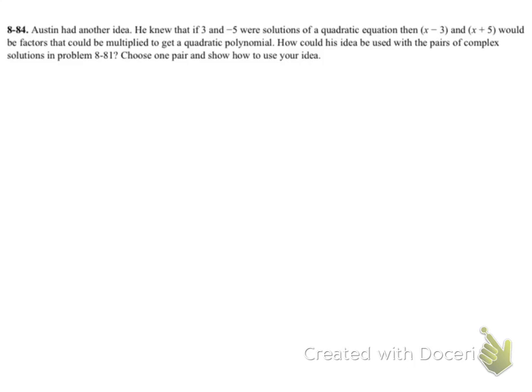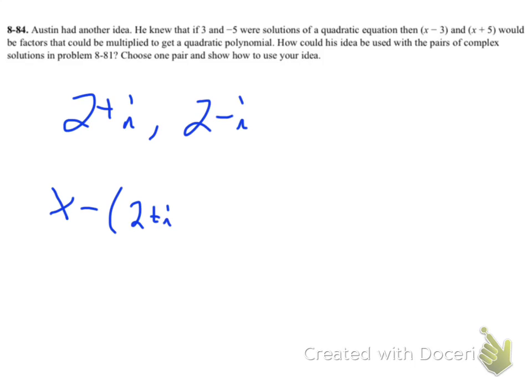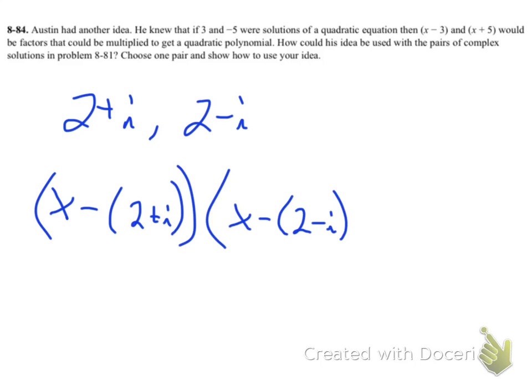So if we look at an example from problem 81, 2 plus i and 2 minus i, how can we figure out some sort of factors for that? Using the same idea as 3 and negative 5, we would be taking x minus that root, which would be 2 plus i, and the other one would be x minus 2 minus i. Since these are factors, I multiply them together, and that would be my quadratic.